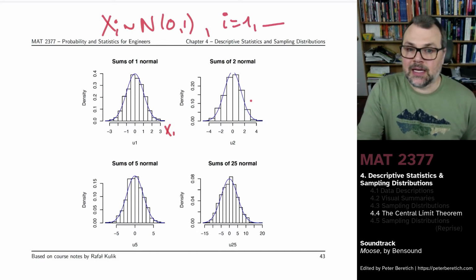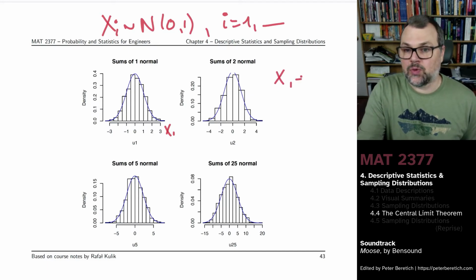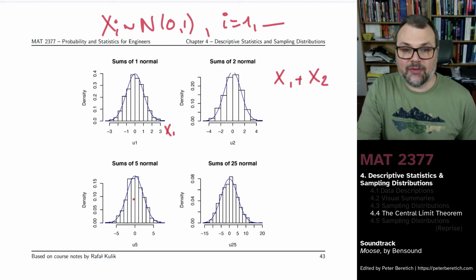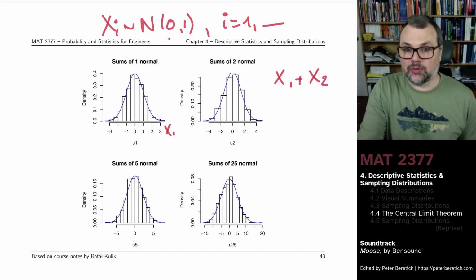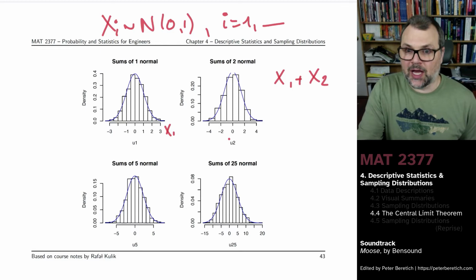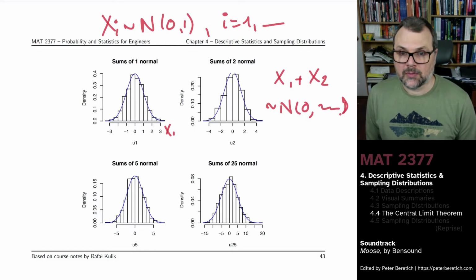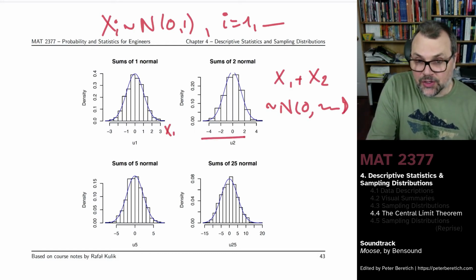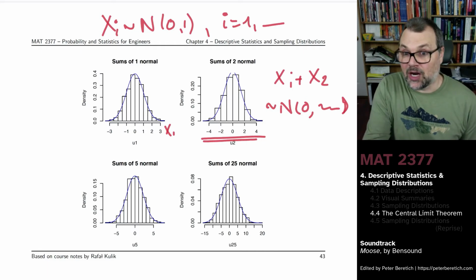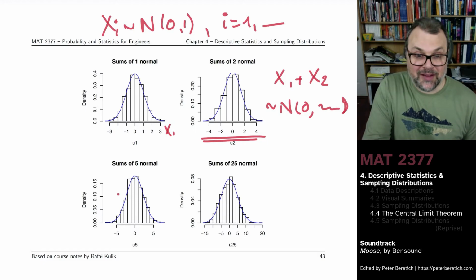In the second case, I have the sum of two normals. I am looking at x1 plus x2. And what I get from this is that if x1 is a standard normal and x2 is a standard normal, I would expect x1 plus x2 to also be a normal distribution with some standard deviation. The actual value here is not super important. Now you'll see that the range is a bit larger, right? Because I'm adding some larger values whenever I draw an x1 and an x2. But the sum is itself a normal. If I sum 5 normals, I also get a normal distribution.